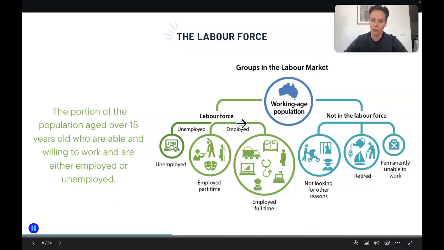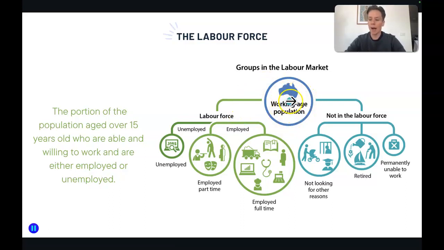This has come from the RBA's website. And so basically, think of Australia and everyone being over the age of 15 and also not retired as being part of that working age population group. Okay, so you are either between 15 and 65. You're either going to be in the labour force or you're not going to be in the labour force. Everybody falls into one of the 2 categories.